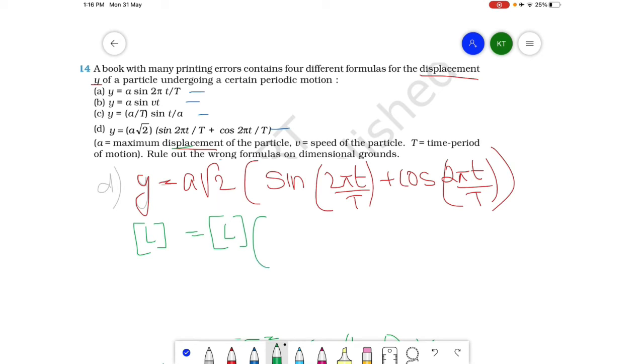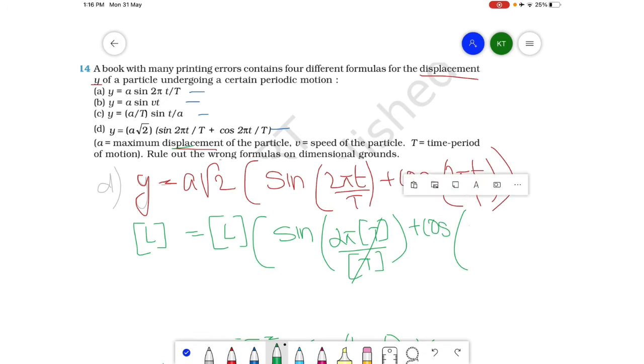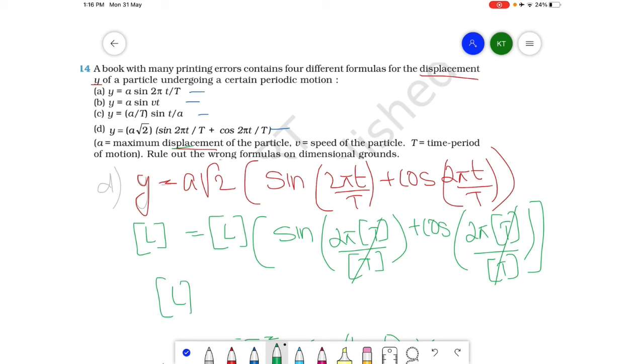The constant root 2 can be avoided. Sine 2 pi t by t, this will cancel out. Plus cos 2 pi t by t, dimension t, this will also cancel out. So we get dimension L is equal to L, because sine 2 pi is a dimensionless quantity, cos 2 pi is a dimensionless quantity. So we get LHS is equal to RHS. So from here we found out A and D are both correct equations, whereas B and C are wrong equations.